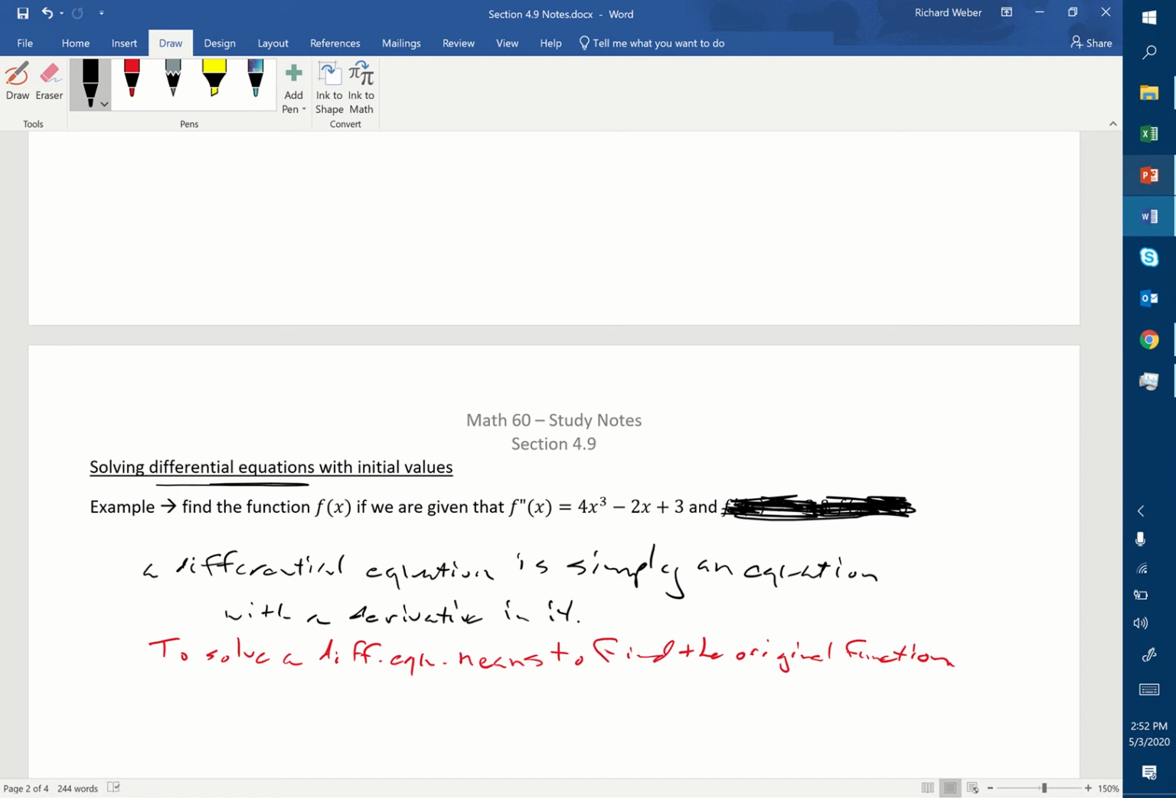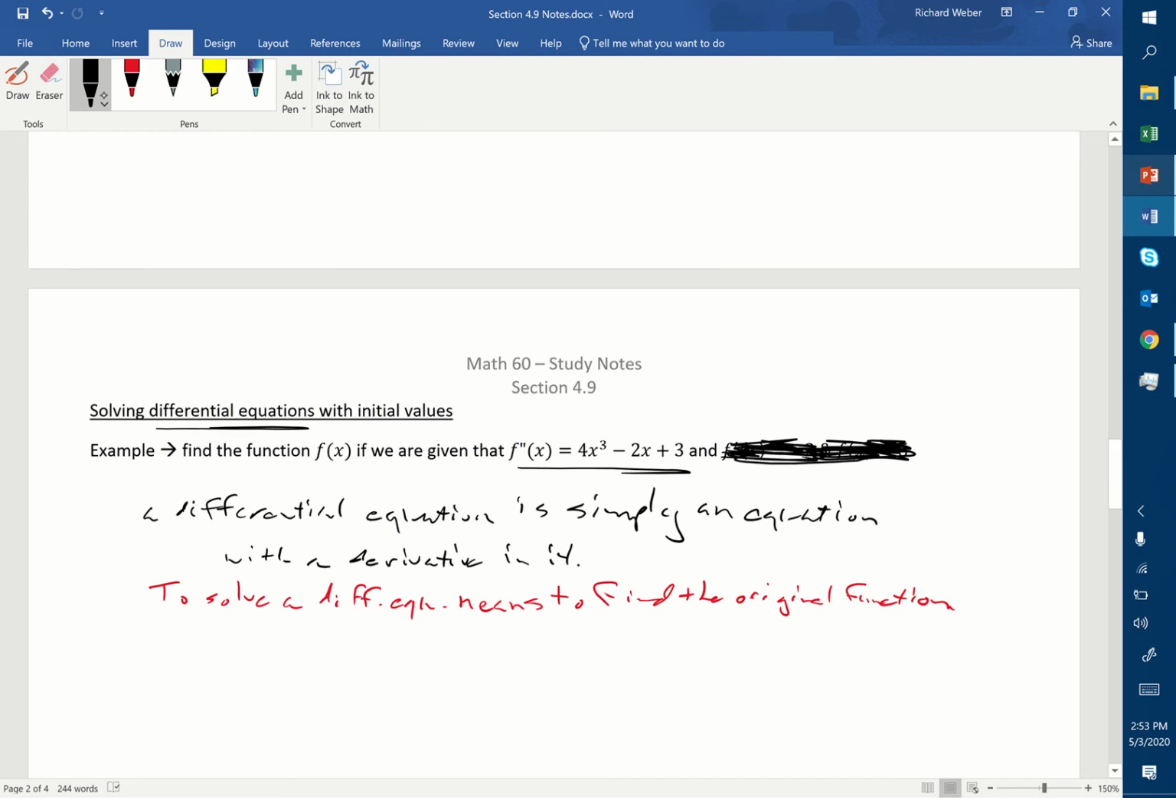So in this, I'm going to give you two examples. One is just straight up, let's mess with a differential equation. The second one's going to deal with motion, like position, velocity, acceleration. It's really good stuff. Okay, so in this problem, as an example, they say, f double prime is equal to 4x cubed minus 2x plus 3. The instructions in this section say something like find f, basically. So find f, or f of x, a definition for f.